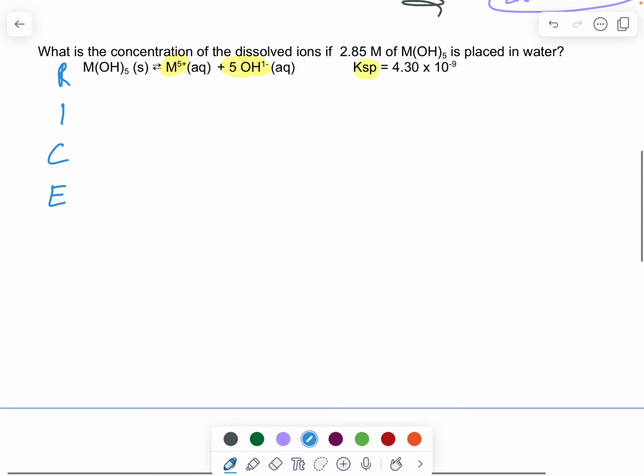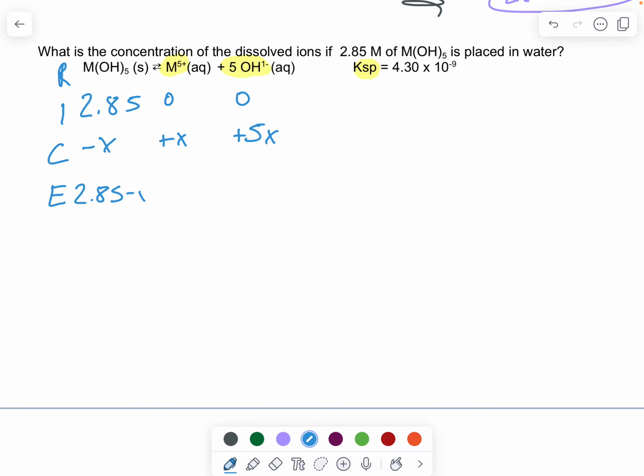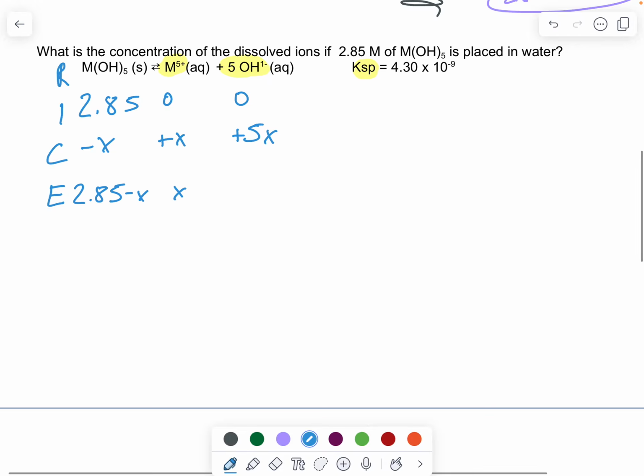2.85 was placed in water, so that was my initial amount, which means there aren't any of these. Your change is always minus for your numbers, plus for your zeros, and then their x's. Coefficient, coefficient. Ms. Lee gave you a crazy coefficient because life is more fun that way. Equilibrium is always the initial plus or minus the change. I'm not going to write down the zeros because that would be extra. And there are my equilibrium numbers. I don't really have a lot of information in this problem.